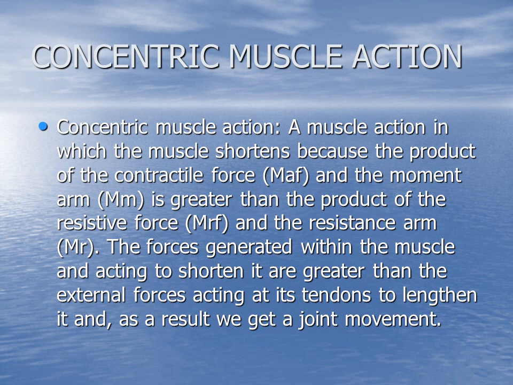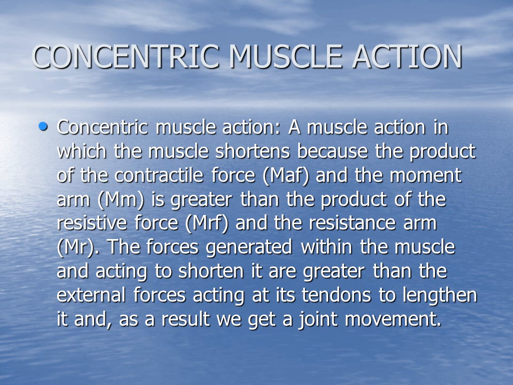Okay, so let's review those very briefly. With a concentric muscle action, the forces generated within the muscle and acting to shorten the muscle are greater than the external forces acting at the tendon to lengthen it, and as a result, we get a joint movement.